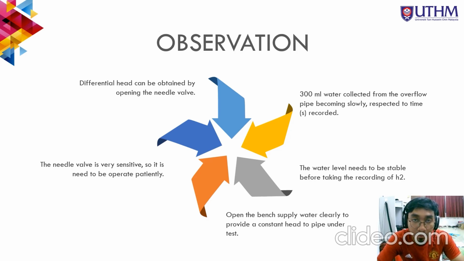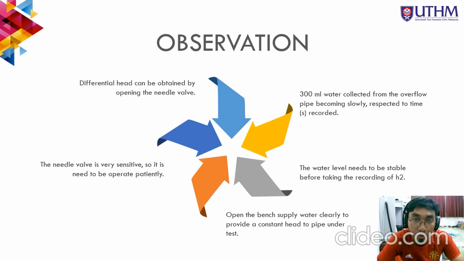In this experiment, we can observe that differential head can be obtained by opening the needle valve. Next, 300 ml of water is collected from the overflow pipe, and the time is recorded. Thirdly, the water level needs to be stable before taking the recording of H2.